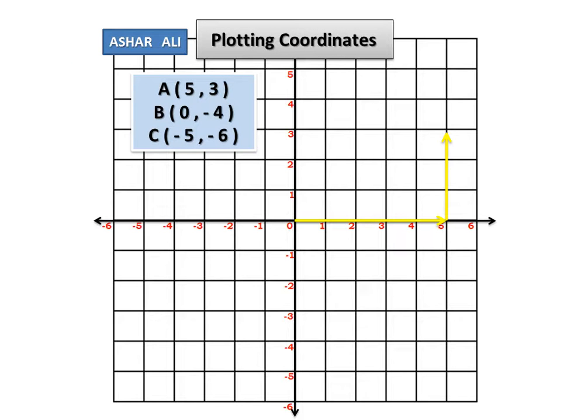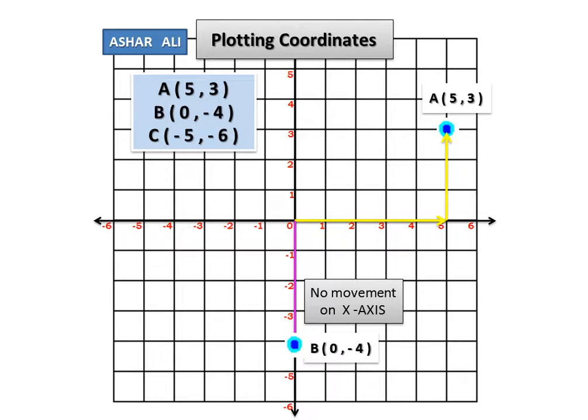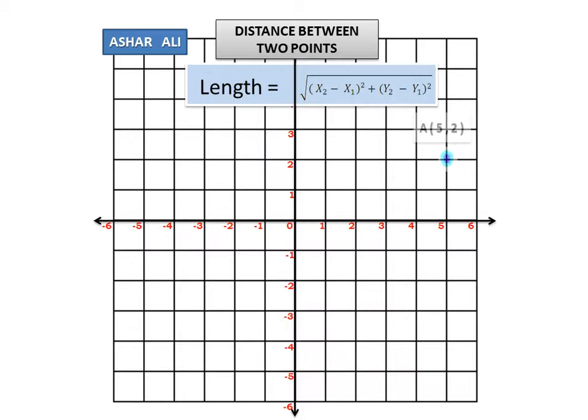When you are plotting coordinates, let's suppose the point A is given as (5, 3). You move 5 units on the positive x-axis and 3 units on the positive y-axis. Therefore, for the point B, it is given as (0, -4). You don't move on the x-axis because the value of x is 0, and y is -4, so you move 4 units downwards.